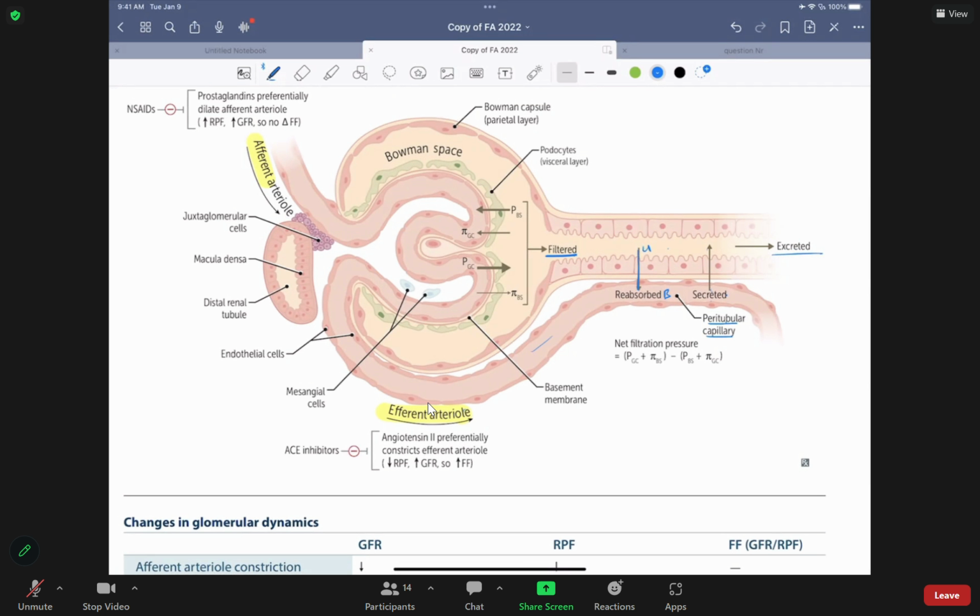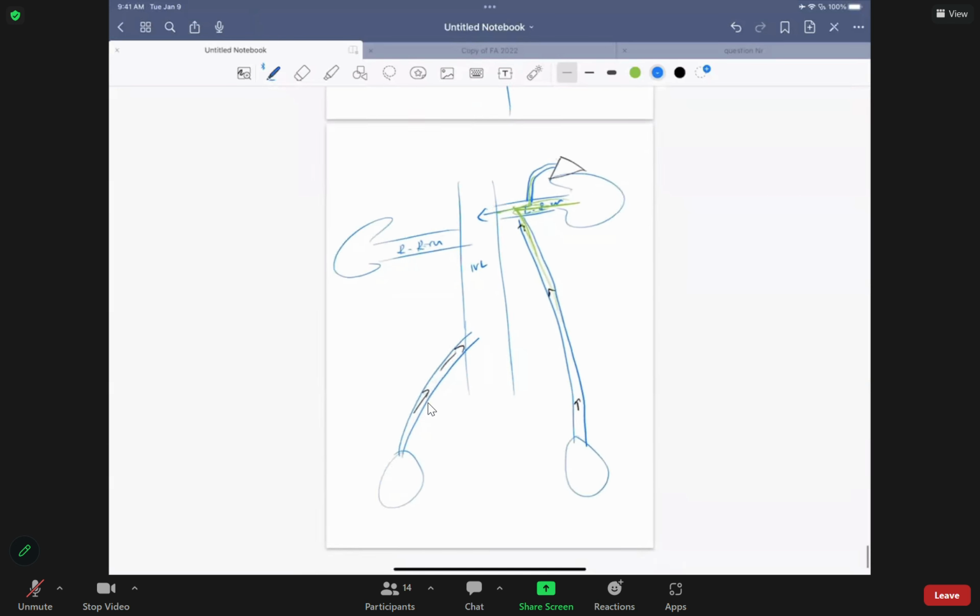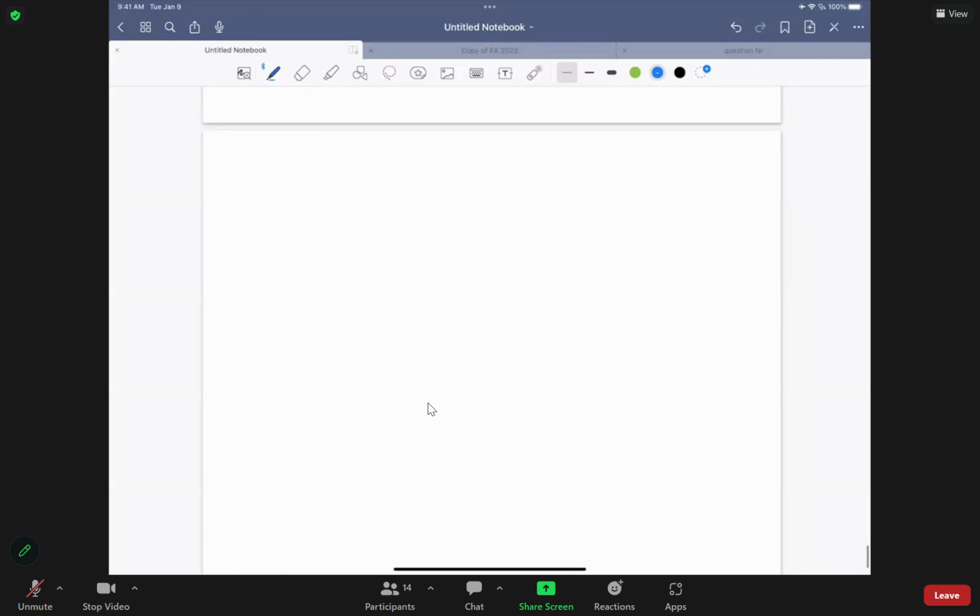This is something most of us missed during medical school for some reason. Peritubular capillaries travel parallel to the tubule. Wherever you have tubules in the kidney, the peritubular capillaries will travel along with them. Does that make sense, folks? Now, let's draw a sample one here, just to kind of understand that.